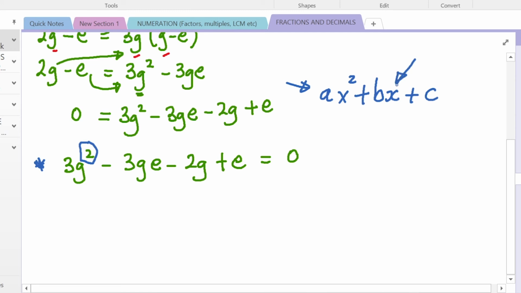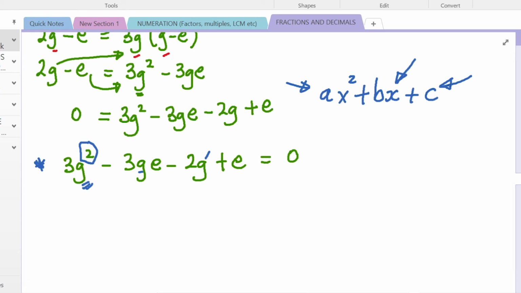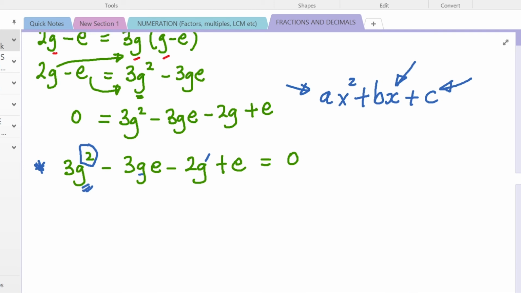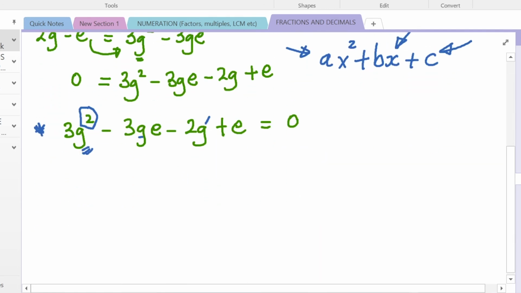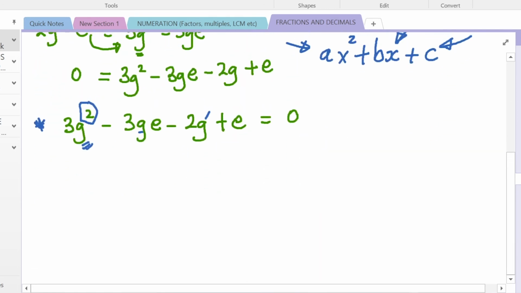In this case, finding the value of x means we are trying to find the value of g, because g is the one attached to the square, 3g squared. So g is our value of x in this expression. After doing so, we will get an expression that satisfies the question. The question tells us, given that 2g is equal to that, express g in terms of e. So that's how it will play out.